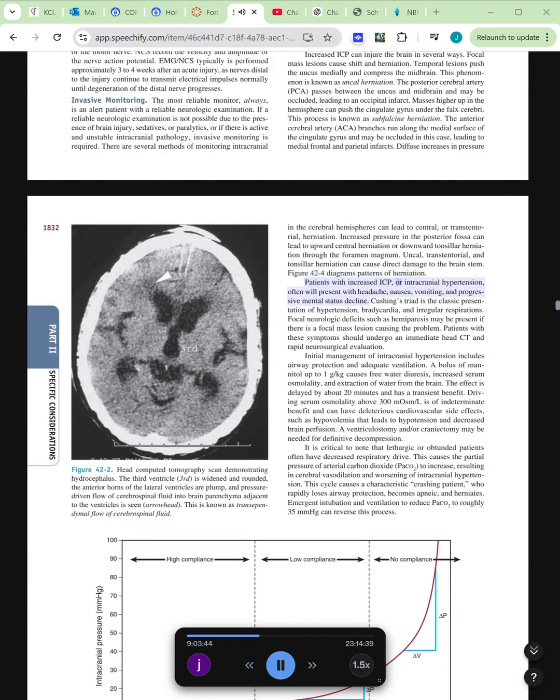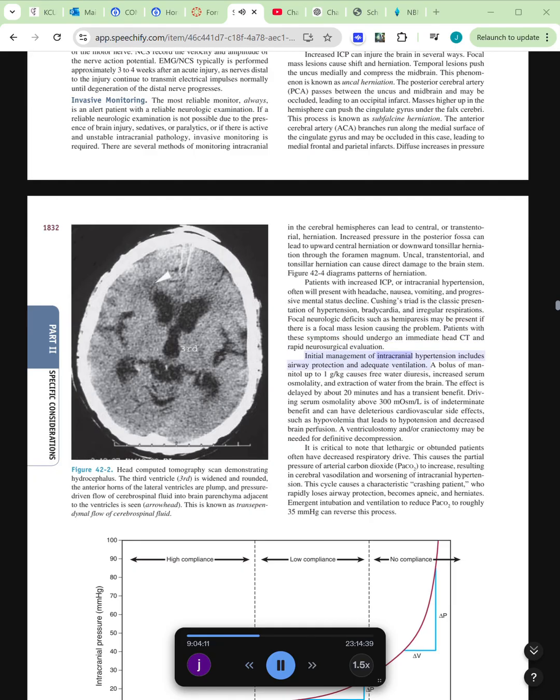Patients with increased ICP or intracranial hypertension often will present with headache, nausea, vomiting, and progressive mental status decline. Cushing's triad is the classic presentation of hypertension, bradycardia, and irregular respirations. Focal neurologic deficits such as hemiparesis may be present if there is a focal mass lesion causing the problem. Patients with these symptoms should undergo an immediate head CT and rapid neurosurgical evaluation.